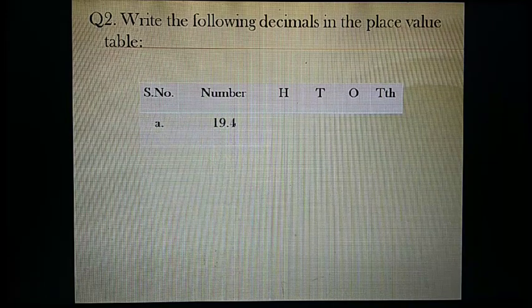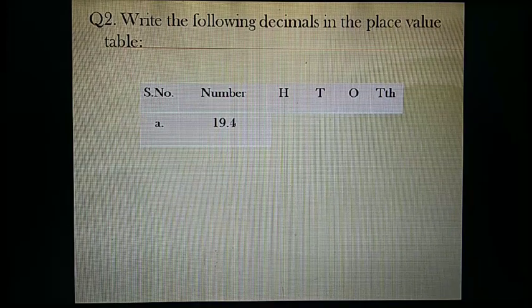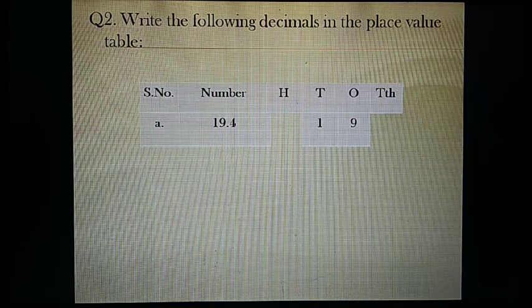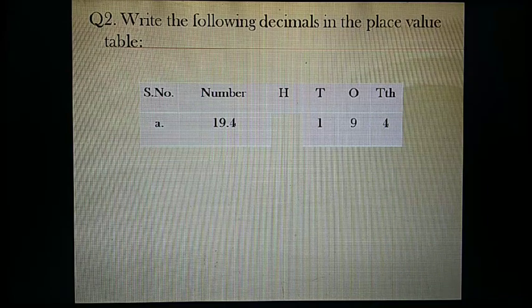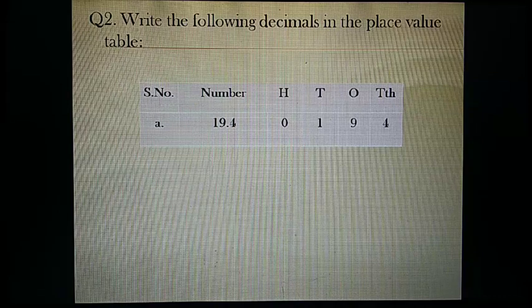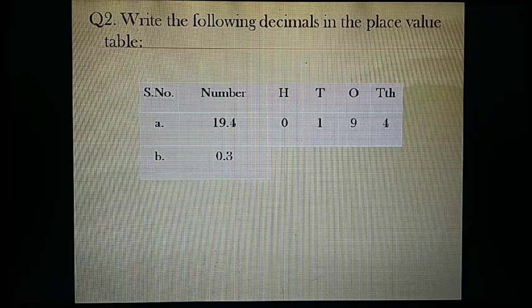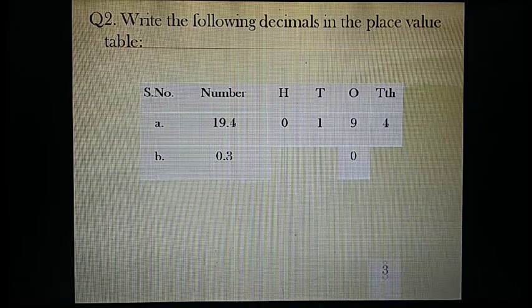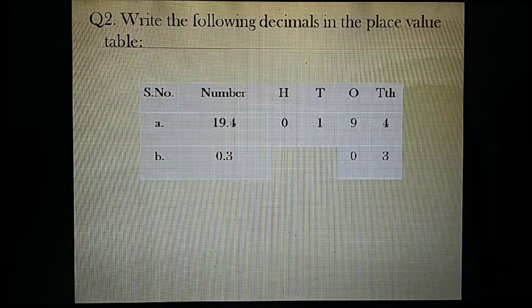Now the first number is 19.4. Here the whole number part is 19. So 1 will come in tens, 9 will come in ones. And 4 is a decimal part, it will come in 10th place. No value in the hundreds place means 0. The second number is 0.3. 0 is a whole number part. 0 will come in ones place, 3 in 10th place. No value in hundreds and tens place means 0.